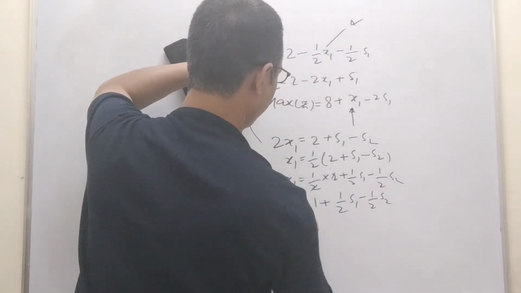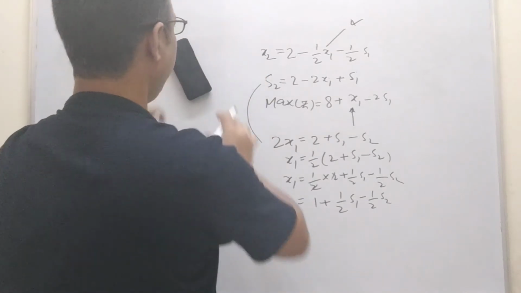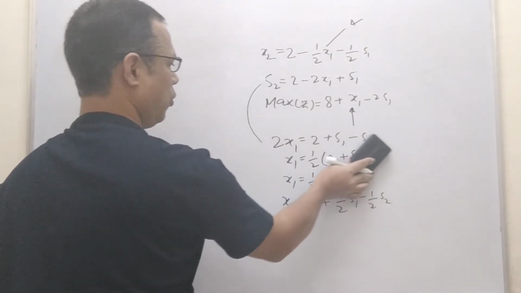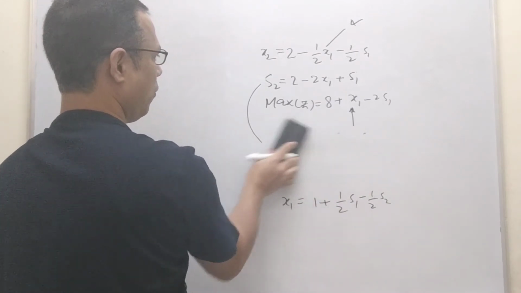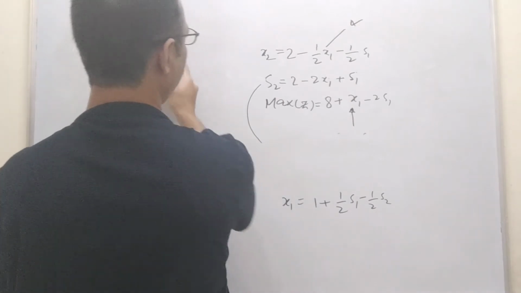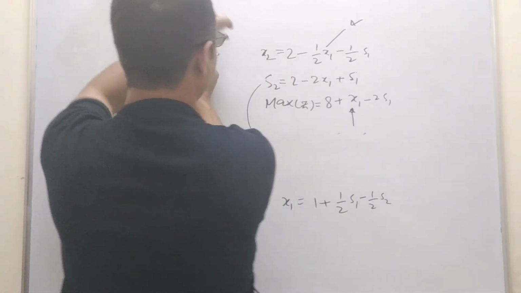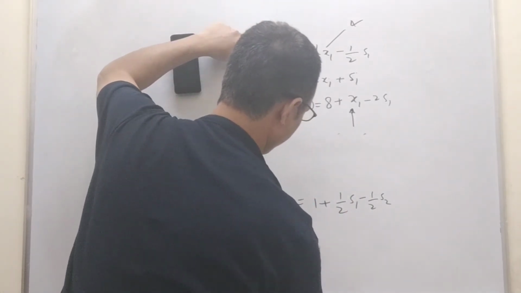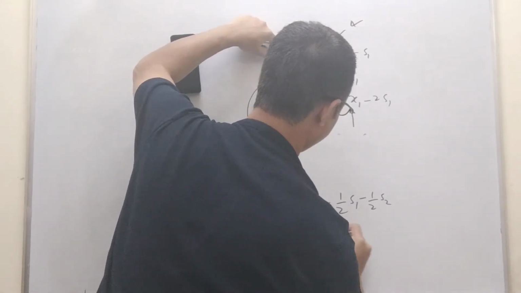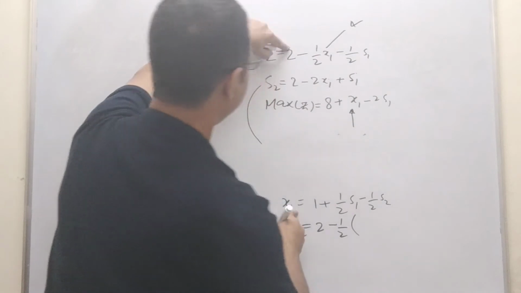So now we have got the value of x1. We do not need to see this one now. We already have the value of x1. We need to change x2. We need to put this x1 into this equation: 2 minus 1 by 2 into x1.